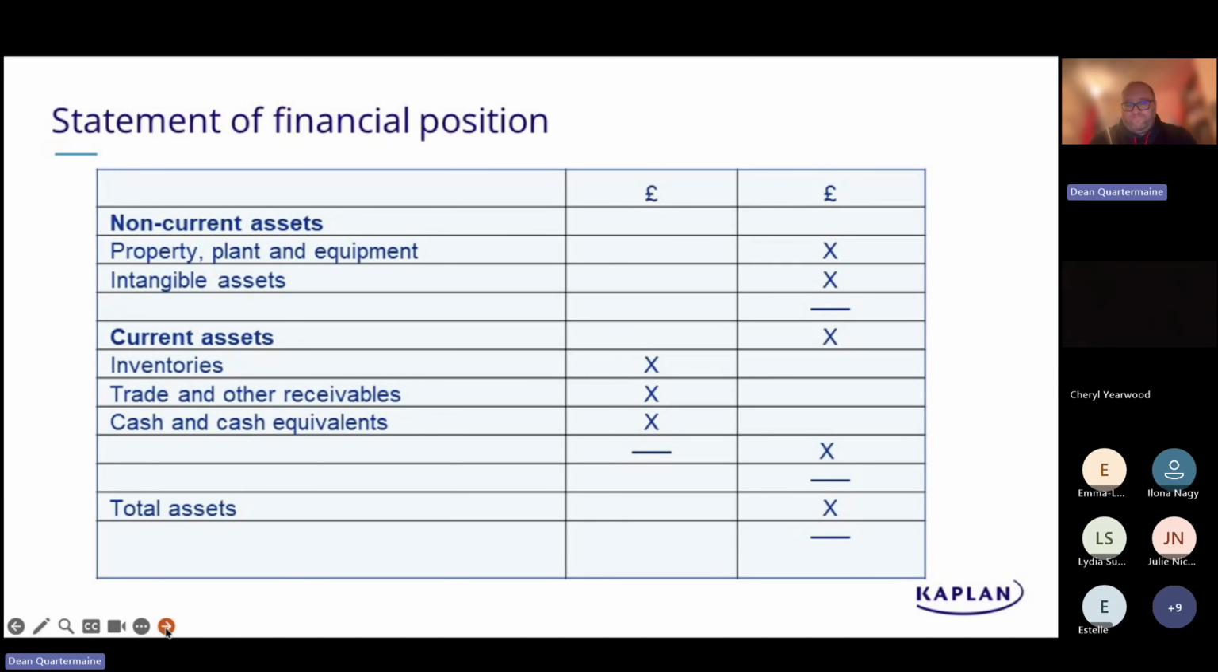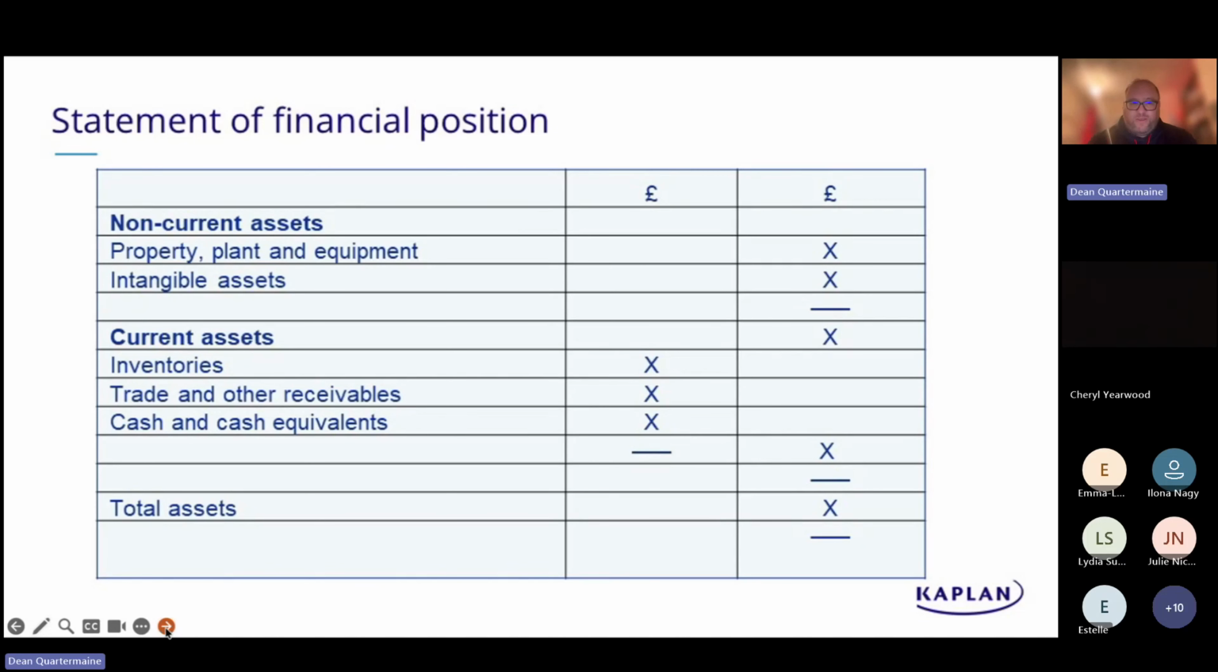Property, plant and equipment. So if you think about what that is from a non-current asset perspective, property, any property we own, plant, that's vans, cars, forklift trucks, bikes, motorcycles, all that stuff. And equipment is pretty much everything else. So computers, racking systems in a warehouse, conveyor belt systems, all the other equipment that you might be holding that's a non-current asset. Property, plant and equipment can broadly be classified as tangible assets.